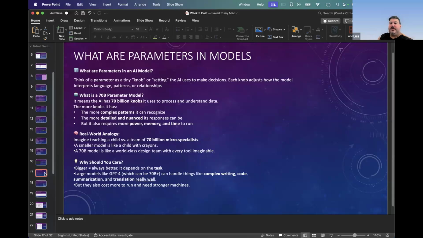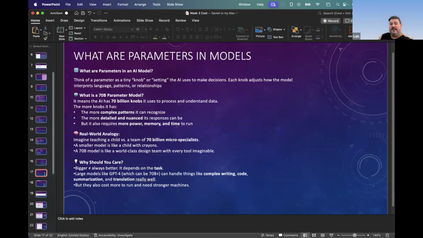Think of a parameter as a tiny knob or a setting that AI uses to make a decision. Each knob adjusts how the model interprets the language, pattern, or relationships. We talked about this on Wednesday: even in a neural network, each node is like a subject matter expert of the subject. A knob could be how it understands car relationships, or another knob could be how it understands what cats are. Depending on how many knobs it has, the more understanding or knowledge it has around a certain subject.